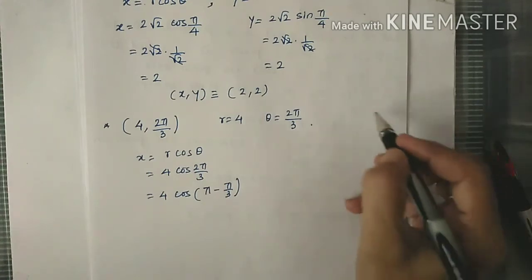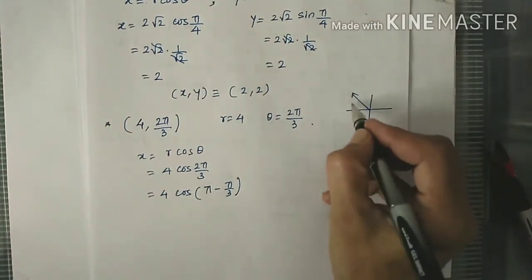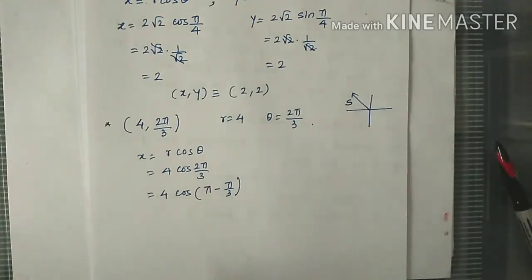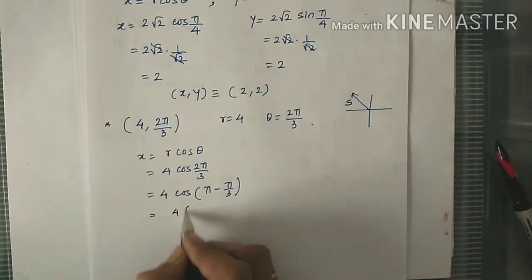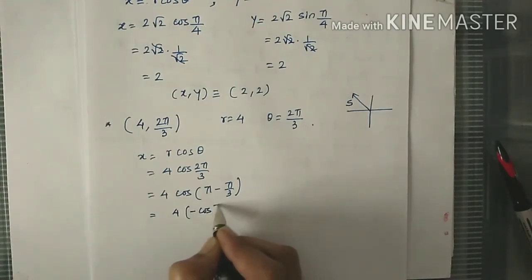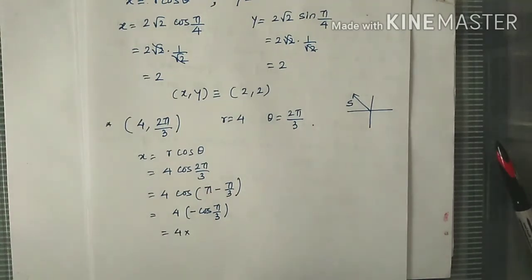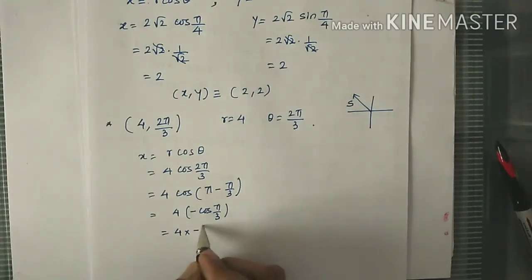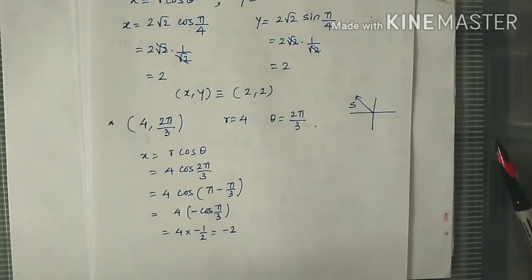Pi minus pi by 3, the angle lies in the second quadrant. In the second quadrant sine is positive, cos is negative. So this becomes minus cos of pi by 3. So 4 into minus cos pi by 3. Pi by 3 is 60 and cos 60 is half. So it is minus 1 by 2 times 4, that is minus 2.